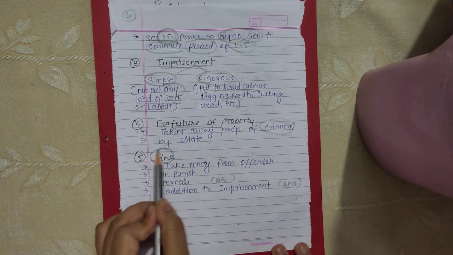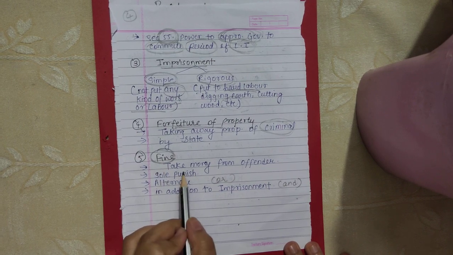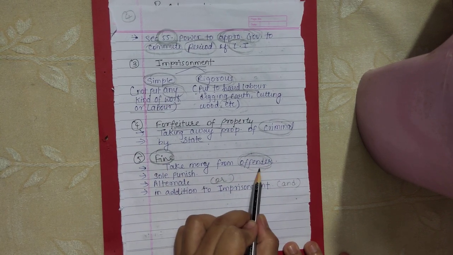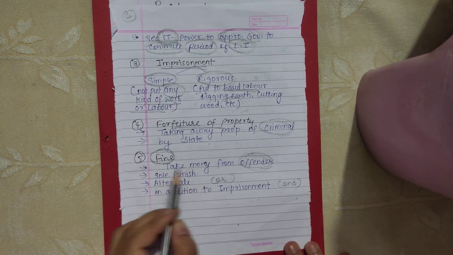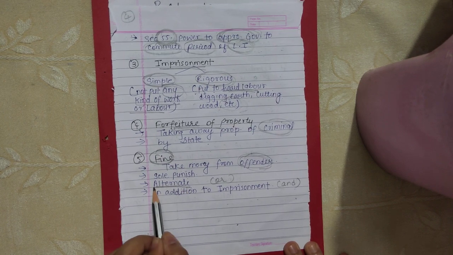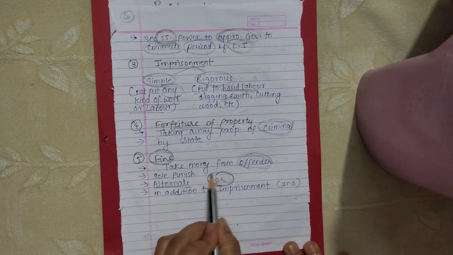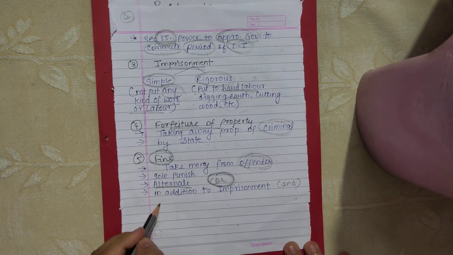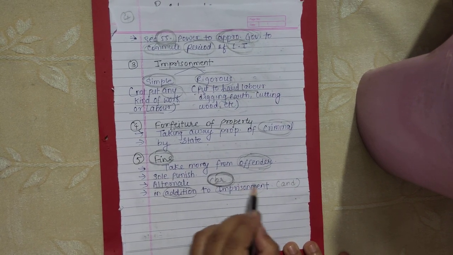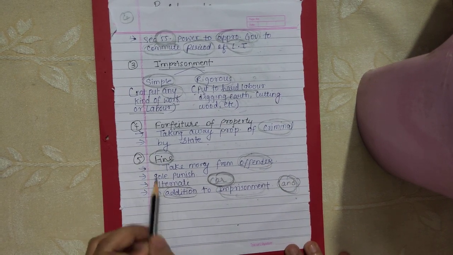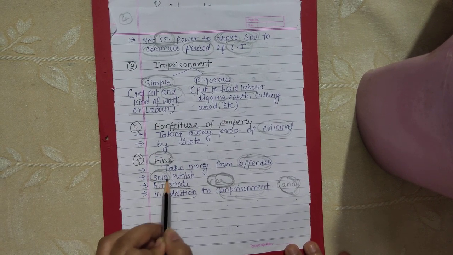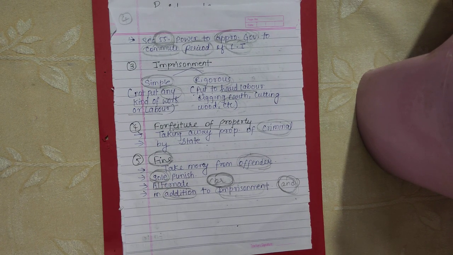Next and last, fine. Fine means taking money from the offender. Fine may be the sole punishment in petty, means small offences. Fine may be imposed as an alternative, means life imprisonment or fine. And thirdly, in addition to imprisonment, means imprisonment and fine. If fine is imposed solely, then that offence may be a petty offence. In severe offences, the punishment of only fine should not be provided.